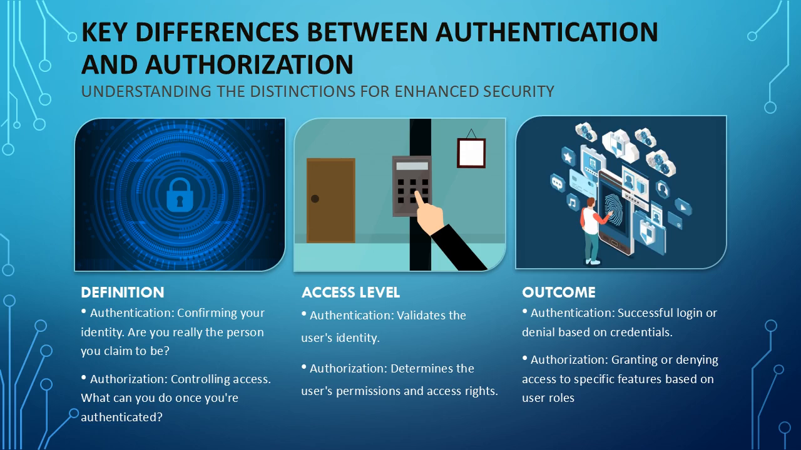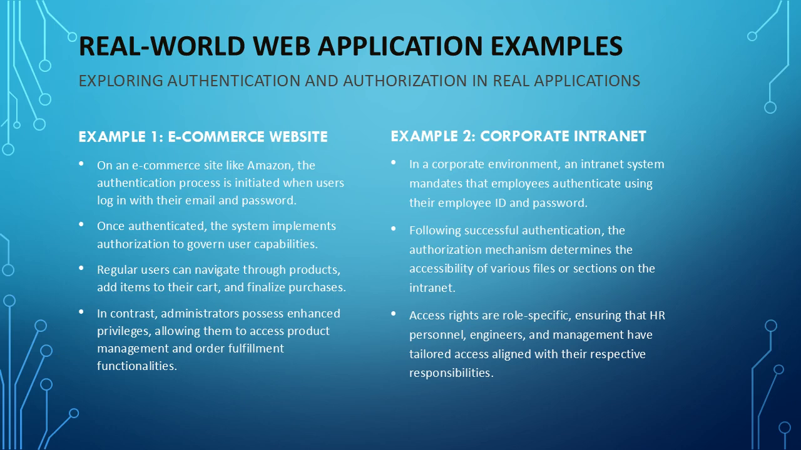Now, let's compare the two. People often mix up authentication and authorization, but the difference is pretty straightforward. Authentication is about confirming your identity. Are you really the person you claim to be? Authorization is about controlling access. What can you do once you're authenticated? Let's look at some specific examples from web applications to better understand how these two processes work together.